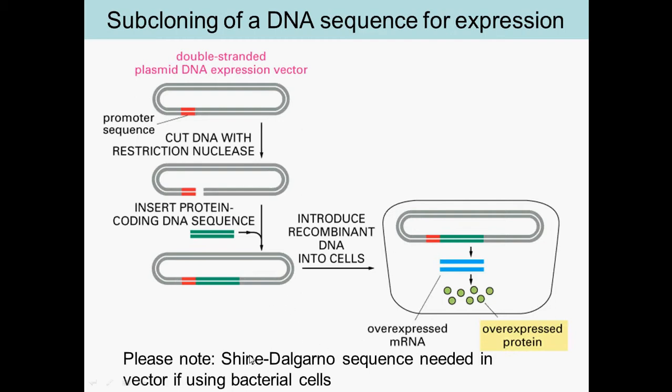And there is a Shine-Dalgarno sequence, which is needed in bacteria if using bacterial cells. Bacterial cells need the Shine-Dalgarno sequence, and that's specific for bacteria, so you won't get it from the eukaryotes. You have to synthesize that specific sequence. And it's better to use prokaryotes because they're easier to handle.